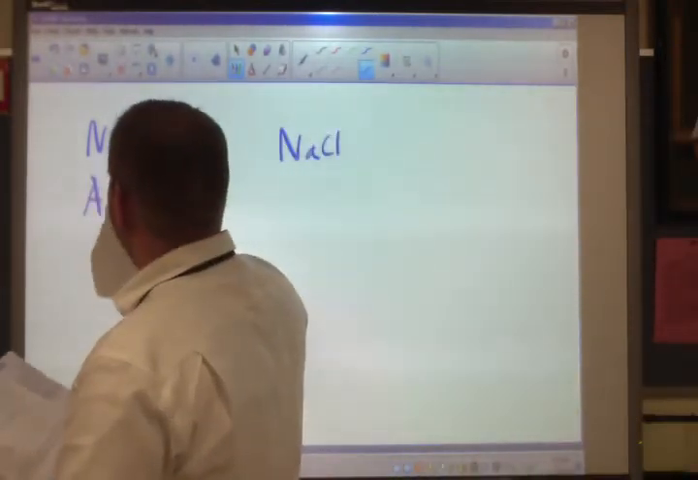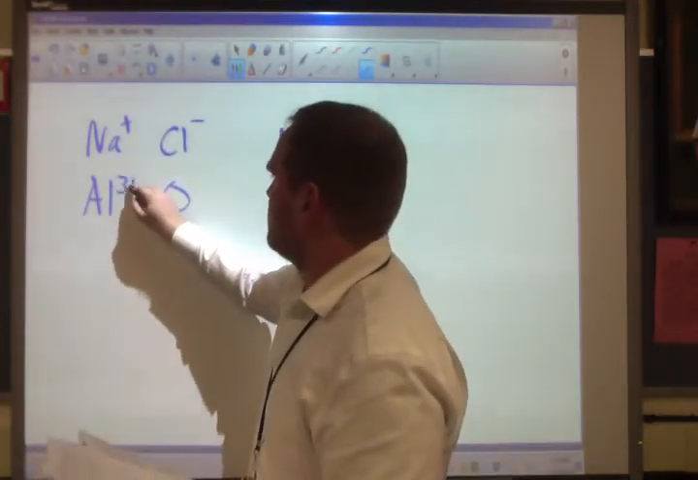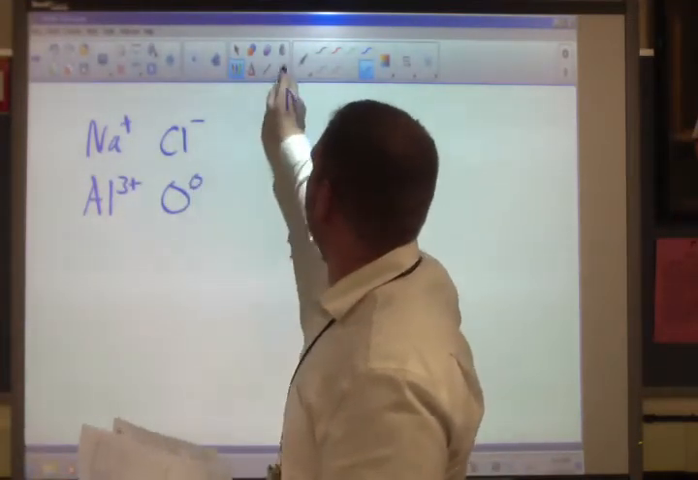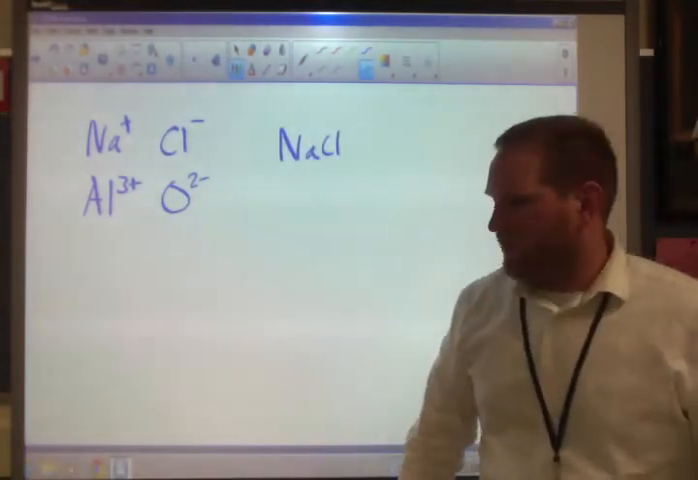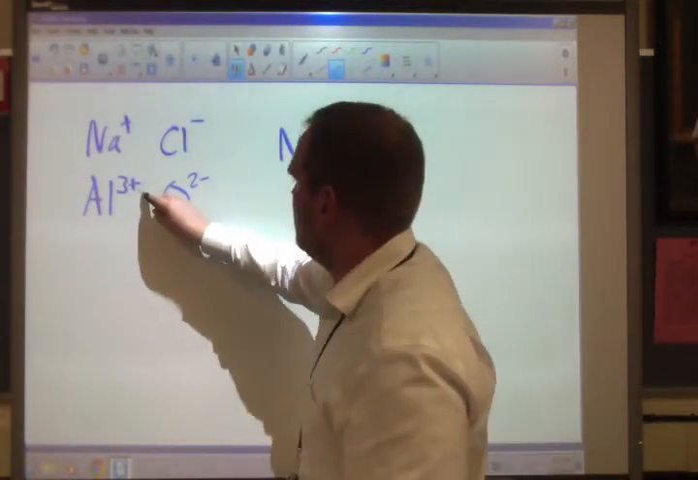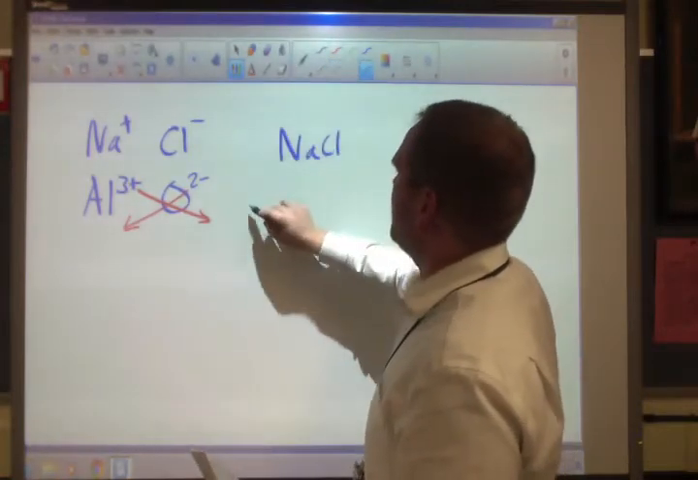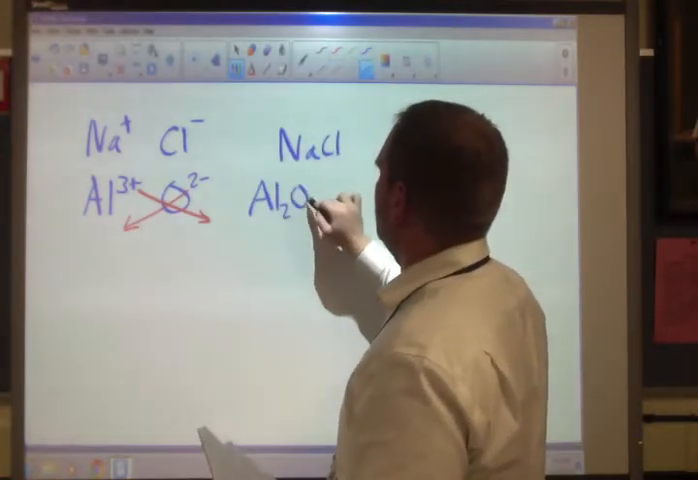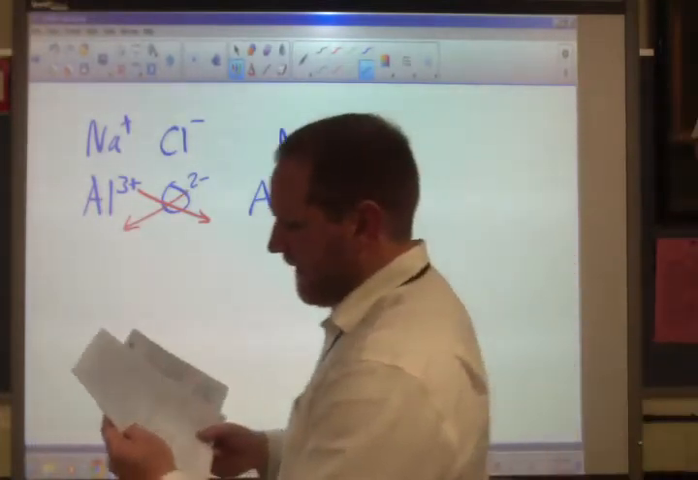Next one, aluminum and oxygen. Aluminum forms a 3+. Oxygen forms a 2-. We can't do a 1-to-1 here. What you're going to end up having to do is that crisscross rule. The 3 comes down here, the 2 comes down there, so we end up with Al2O3. That's called aluminum oxide.